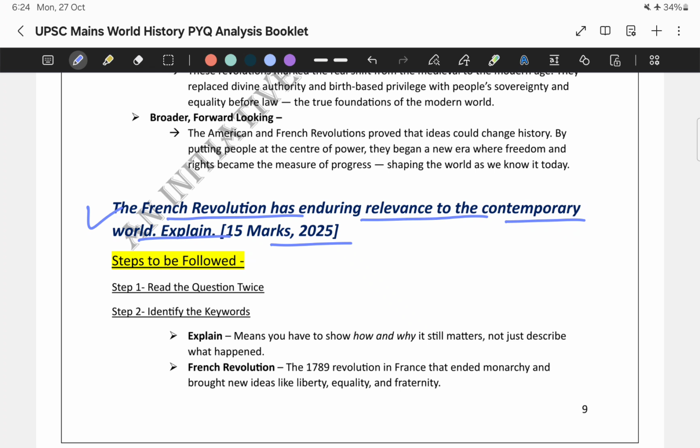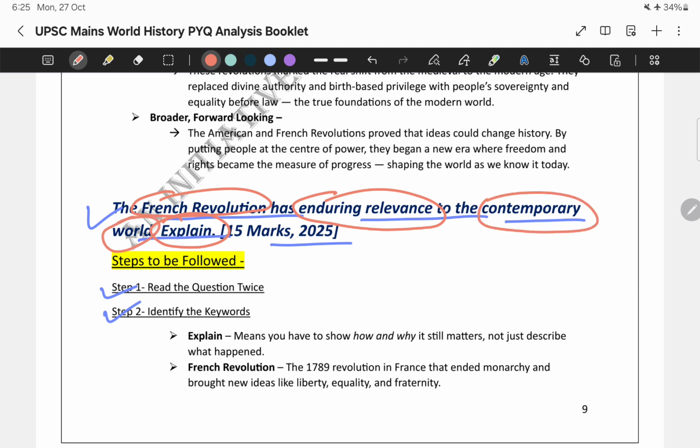First things first, as I mentioned in our previous sessions as well, we need to read the question twice. Now, as part of step 2, let us identify the keywords in the question. First keyword is explain. Second keyword is French Revolution. Third keyword is enduring relevance. And the fourth one is contemporary world. So these are the four keywords in the question.